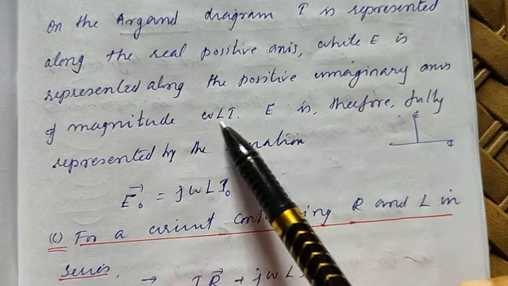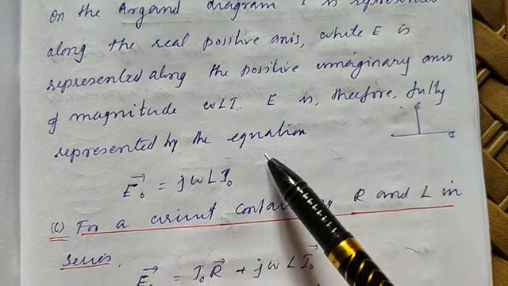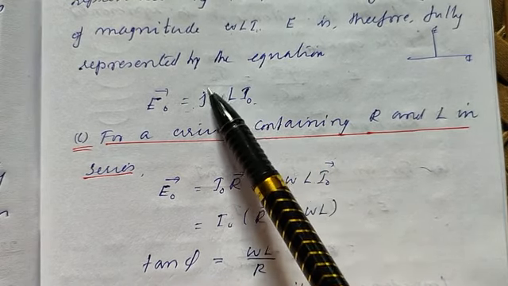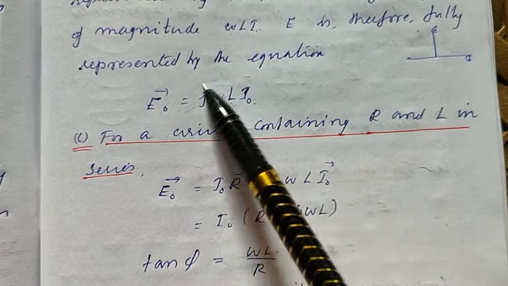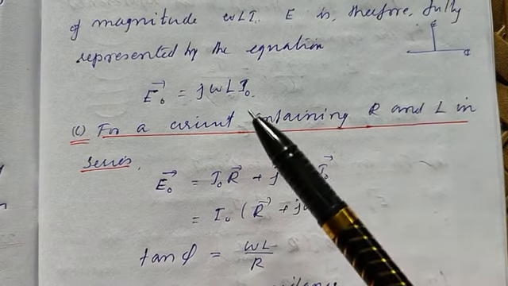Positive imaginary axis of magnitude omega L. E is therefore fully represented by the equation. So E can be represented as j omega L I0. Since it is leading I by 90 degrees, we can represent this equation like this. So that is the representation for a purely inductive circuit.